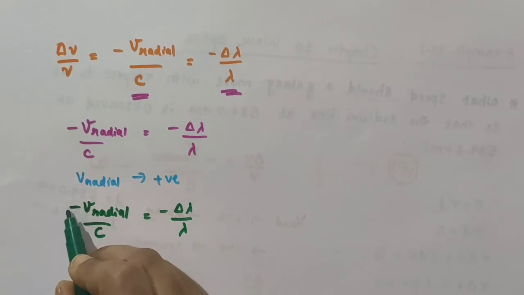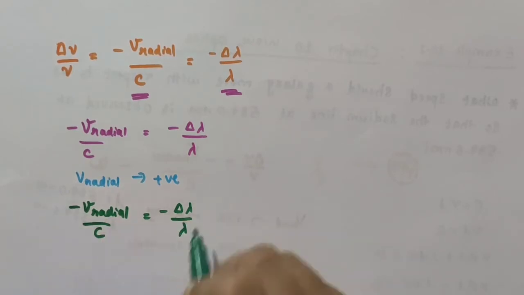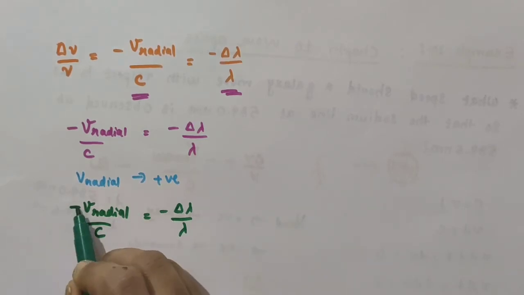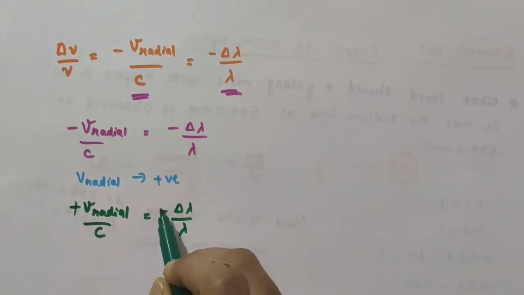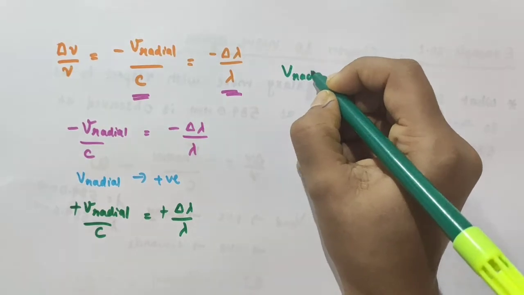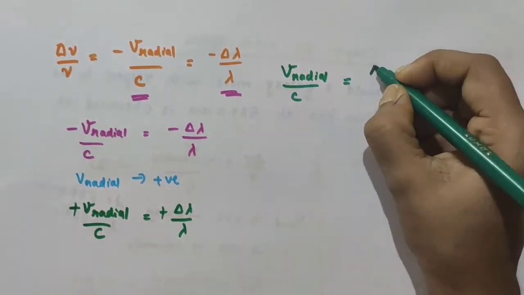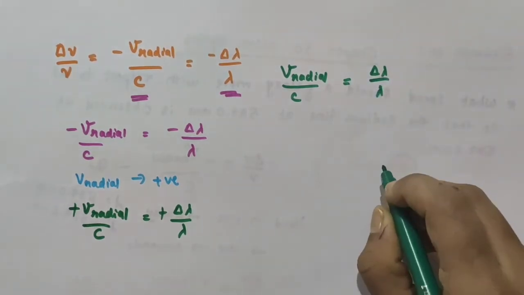If I multiply with a negative sign throughout this expression, that is on both sides of this equation, what happens? Negative into negative becomes positive, on both sides. So this can be written as V radial divided by C is equal to delta lambda divided by lambda.